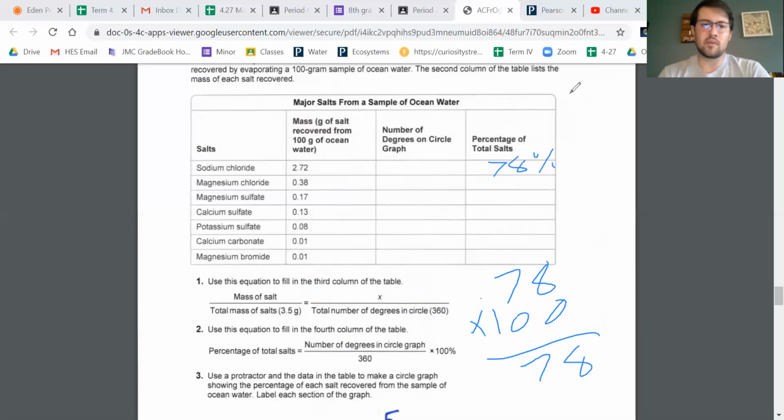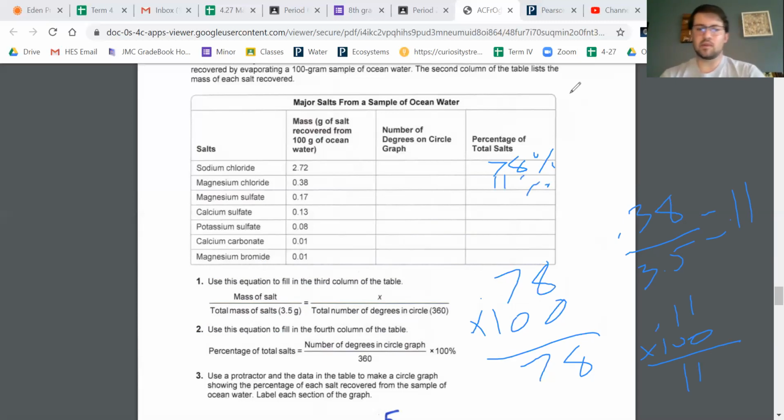Okay, same thing for magnesium. So I'm taking 0.38 divided by 3.5. This looks like it's going to be a pretty small decimal. Divided by 3.5 gives me 0.11. Then I multiply that 0.11 times 100, and that gives me 11%.